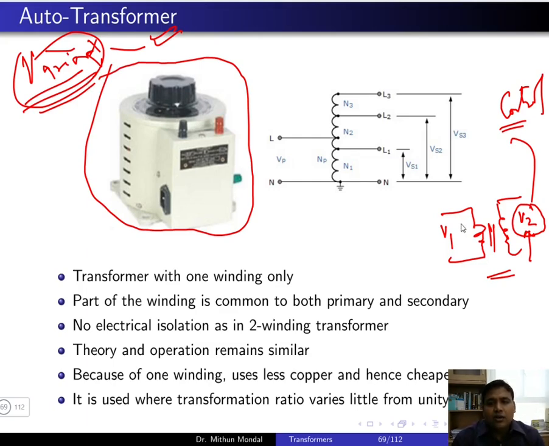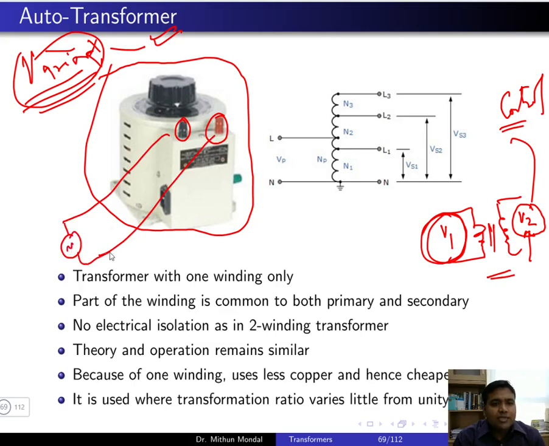So here the V1, which is the supply voltage, will be given at these two particular nodes. So one is the AC supply, whatever is there. So you can give an AC supply here. So this will be V1, and your V2 will be tapped by revolving this knob. So this knob can be revolved in this direction to control the level of the voltage V2.